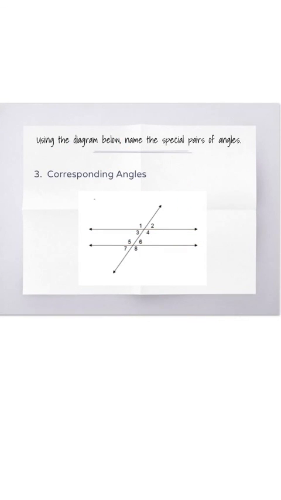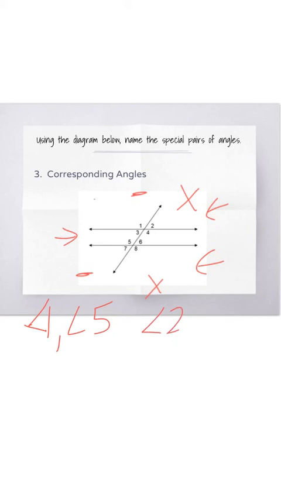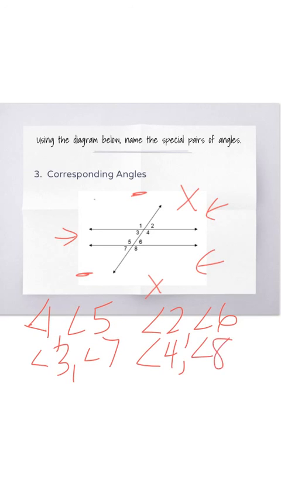Corresponding angles. Remember that these are on the same side of the transversal, and one has to be inside the parallel lines and one has to be outside. These could be angles 1 and 5, angles 2 and 6, angles 3 and 7, or angles 4 and 8.